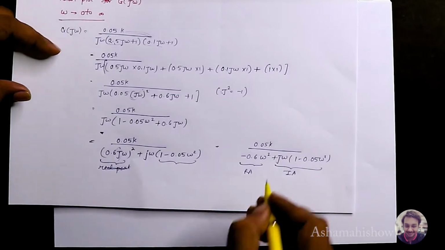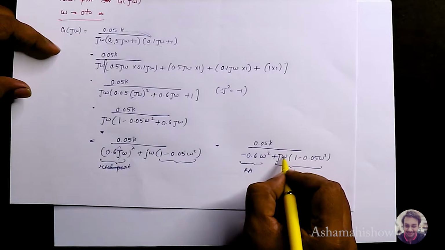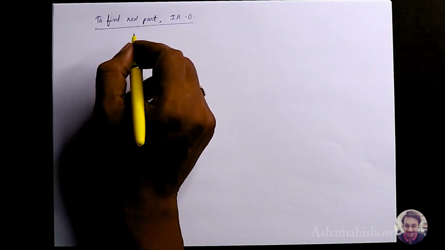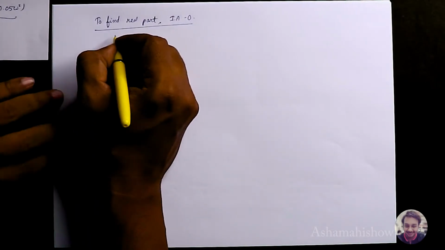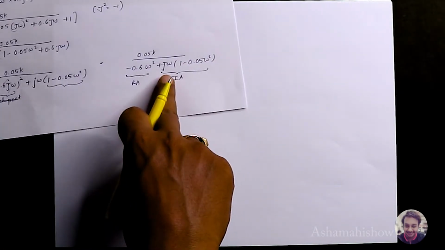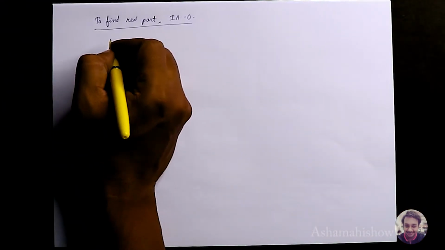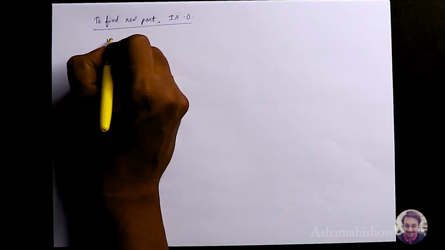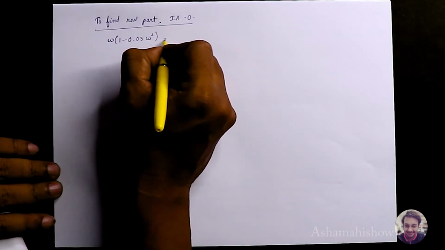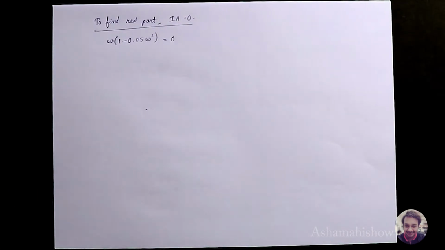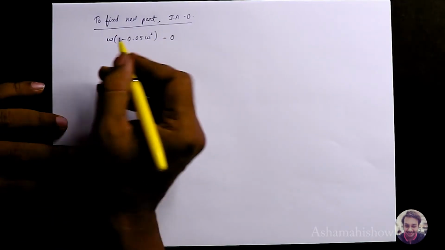Okay, omega into this entire part is the imaginary part, right? I'll keep this one here and write. You have to remove this j and take only this term as your imaginary part. So omega into 1 minus 0.05 omega square is equal to 0. Now just find out what omega is.